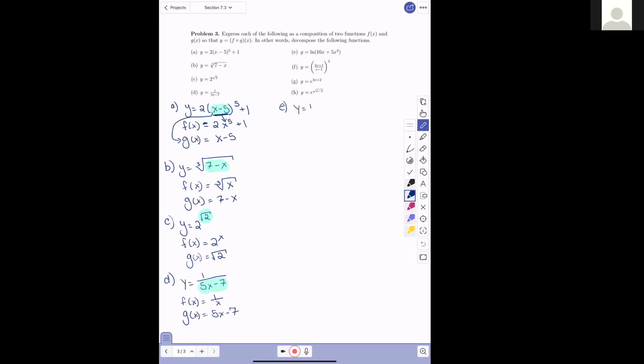Okay, for E, we have y equals the natural log of 16x plus 5x squared. What is my inside function? Is it ln of x? Ln of x will be my outside function, so my f of x. Sorry. That's okay. As long as you recognize one, you could get the other. So my f of x is ln of x. And so what is this x value going to be? What is my g of x? In other words, what's on the inside of my ln? 16x plus 5x squared. Good, perfect. Right there. So 16x plus 5x squared. Any questions on that one?